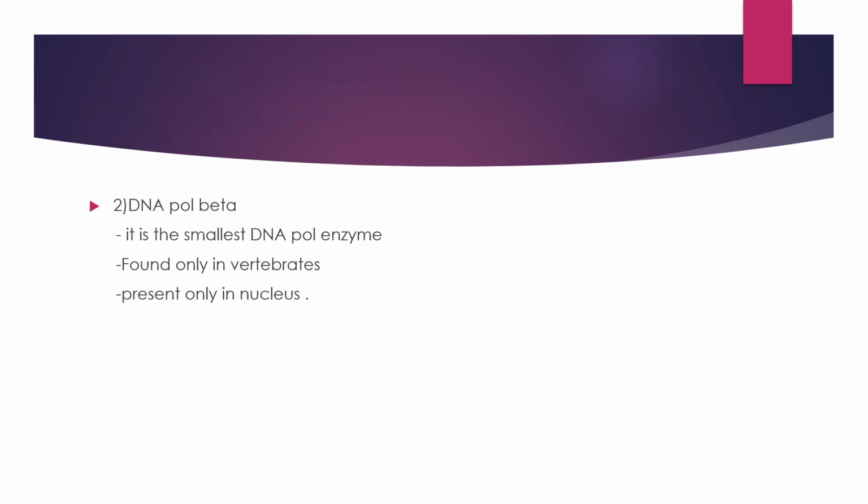The second one is DNA polymerase beta. It is the smallest DNA polymerase enzyme found in the cell, found only in vertebrates, and present only in the nucleus.